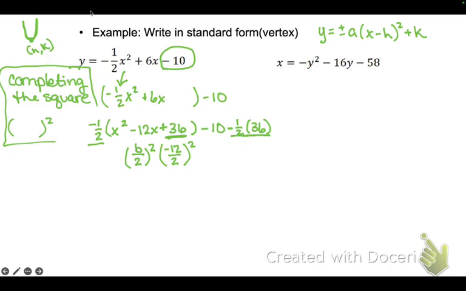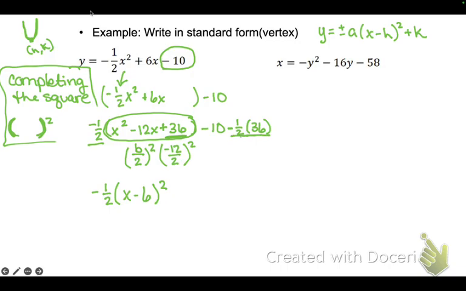So I told you the whole point of this is to get a perfect square trinomial. So that means this trinomial right here factors to quantity squared. Okay, so what are the factors of 36 that add to negative 12? Negative 6 and negative 6. Yes. So I have negative 1/2 x minus 6 quantity squared. And then I have this stuff on the outside.